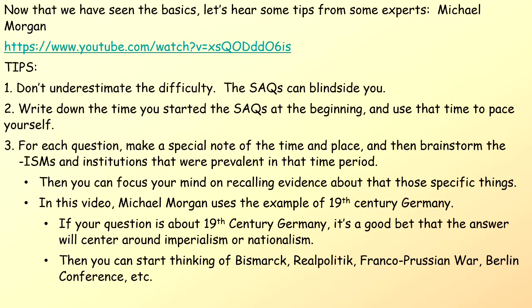Third tip, for each question, make a special note of the time and the place and then brainstorm the isms, institutions, processes that were prevalent in that time period. Then you can focus your mind on recalling evidence about those specific things. For example, in this video, Michael Morgan uses the example of 19th century Germany. If your question is about 19th century Germany, it's a good bet that the answer will center around imperialism or nationalism. And then you can start thinking of specifics like Bismarck, Realpolitik, the Franco-Prussian War, the Berlin Conference, etc.